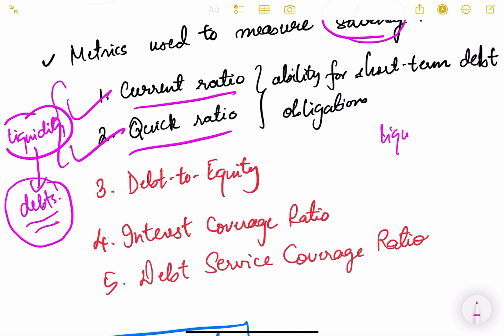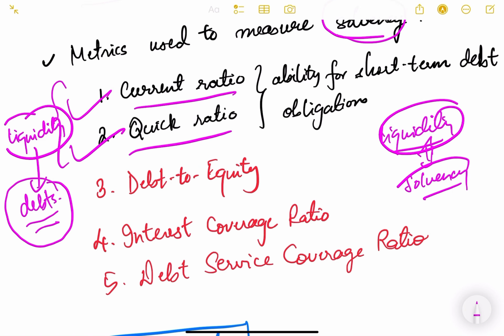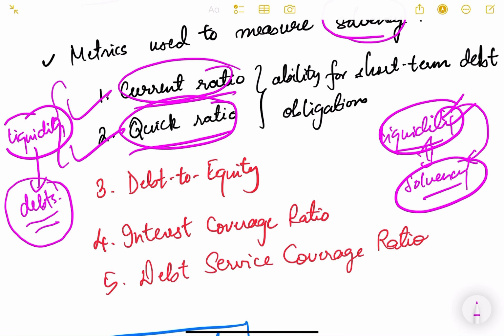So liquidity and solvency, they are interconnected, but there is a slight difference between them. Liquidity meaning the ability to convert your assets into cash, and solvency meaning the ability to pay back your debts. So that is a little bit different, but the cash that you are going to get by converting your assets, you are going to ultimately pay your debts and all. So that's why current ratio and quick ratio are also used as metrics of solvency.